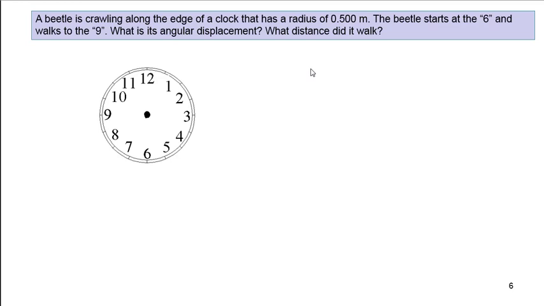So here's an example. Press pause and take as much time as you need to work through this on your own. Do your best. And then when you want to go through it with me, press play again. Okay, so here's my clock.